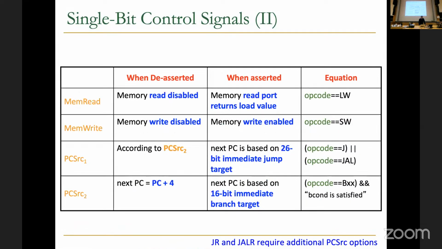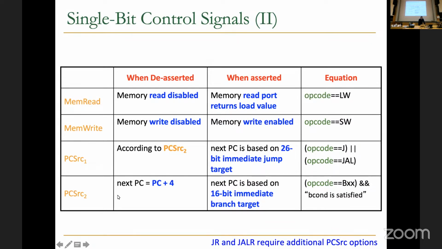Okay, so there are other signals like mem_read, for example. If the opcode is load, that is set, otherwise it's not set. So those are simple. Mem_write, if the opcode is store word, it's set, otherwise it's not set. So you can see that the control logic is very simple. Now, let's take a look at this one.